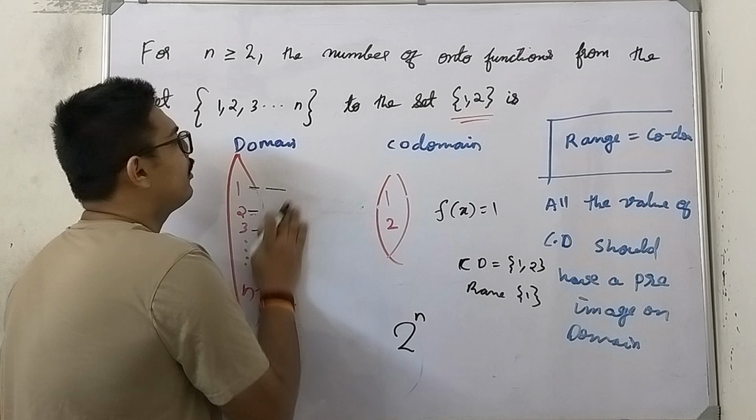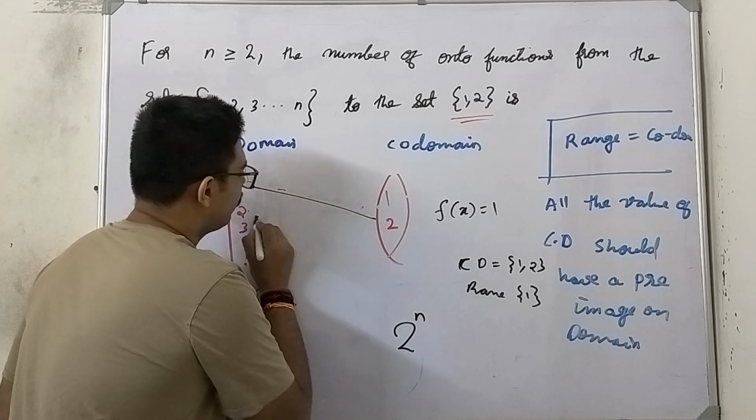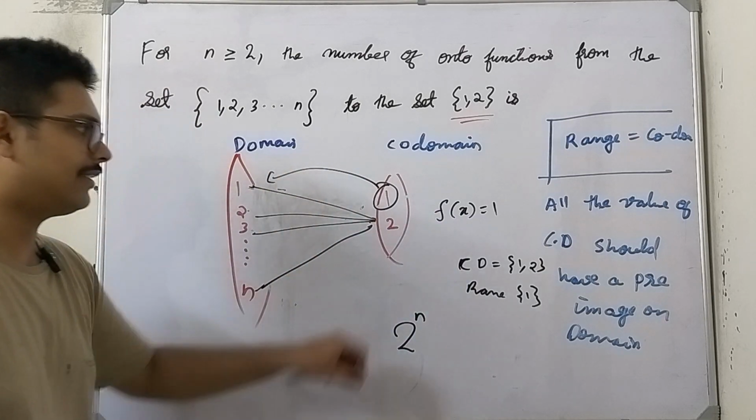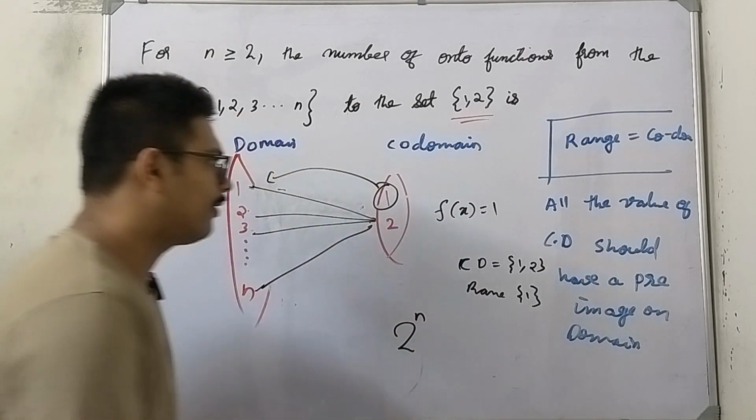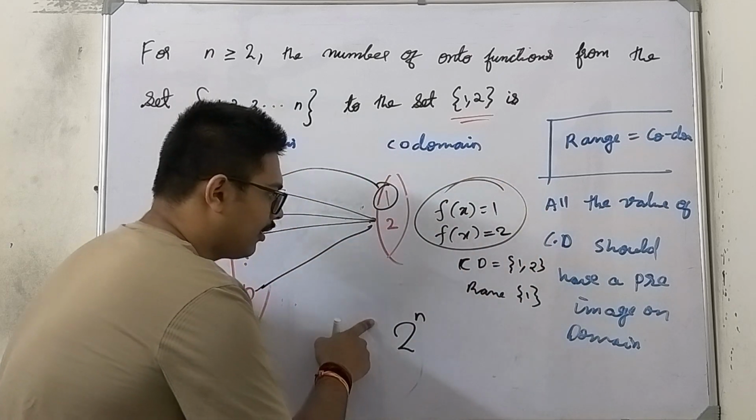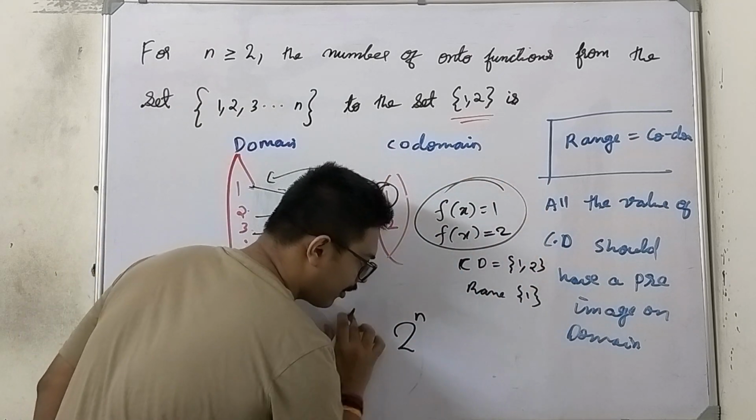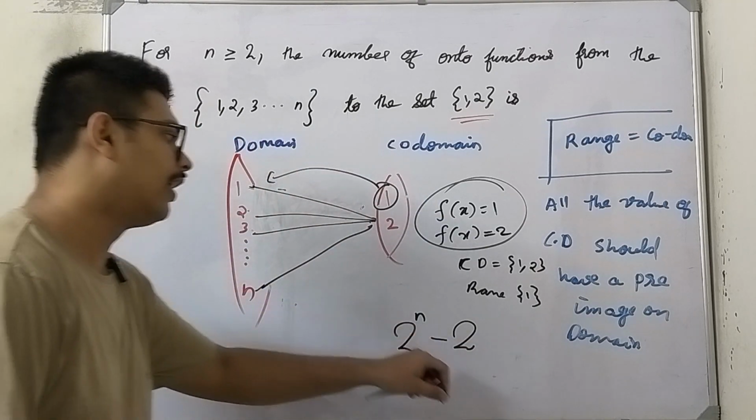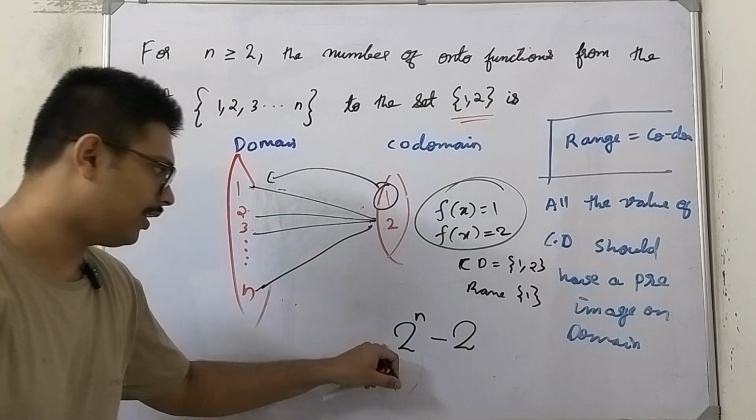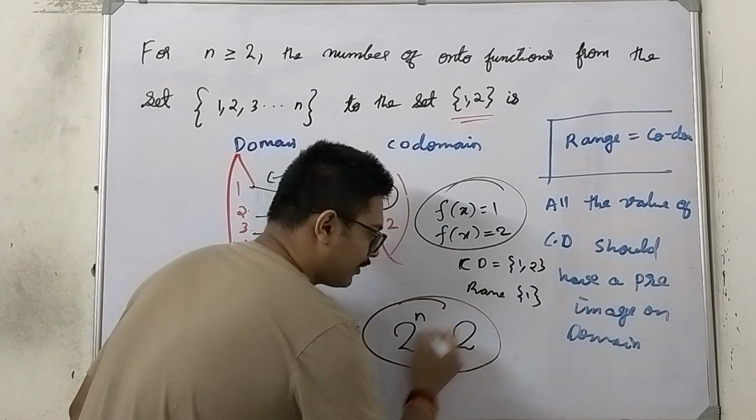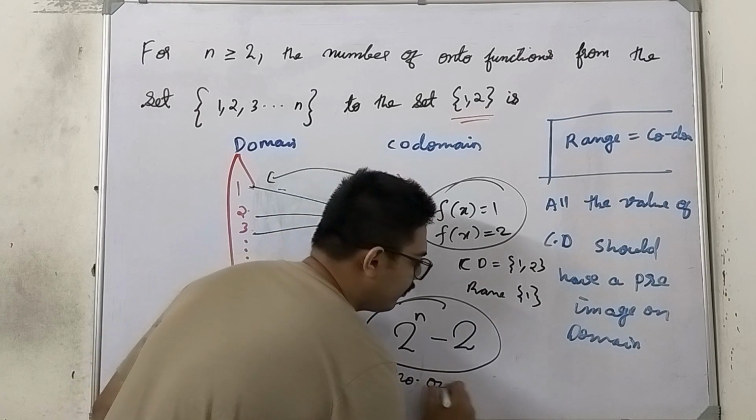Similarly, you can map all the values to the second value. Here also, 1 doesn't have a pre-image. In this case also, it is not an onto function. So these are the functions which are not onto, which means the total number of onto functions is the total number of functions minus the number of functions which are not onto, that is, into functions. This is the number of into functions. This is the total number of functions. From the total number, if you subtract the number of into functions, you will get the number of onto functions.